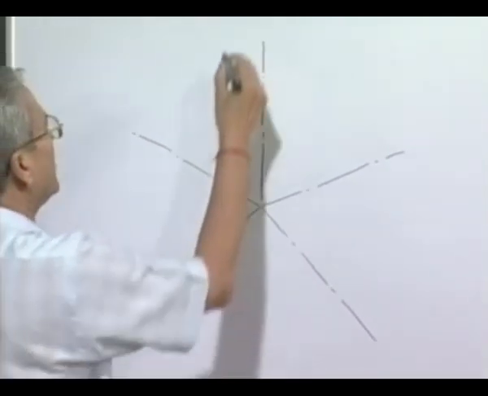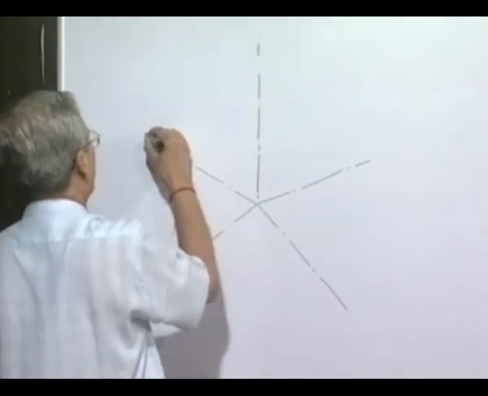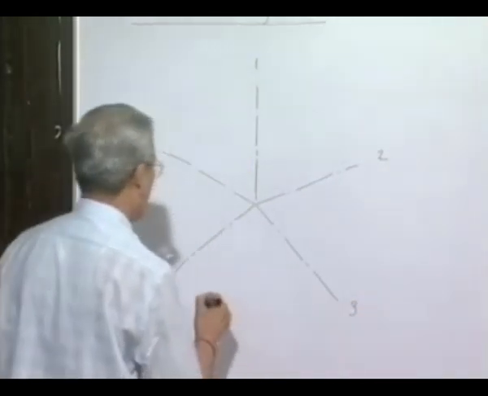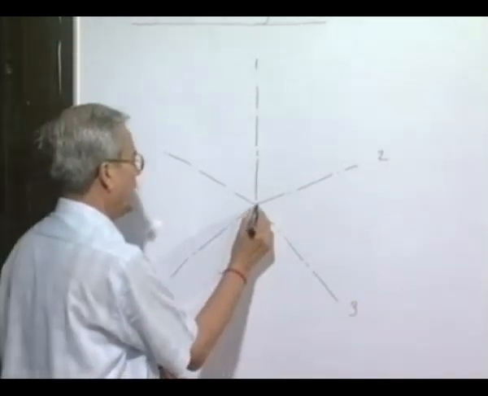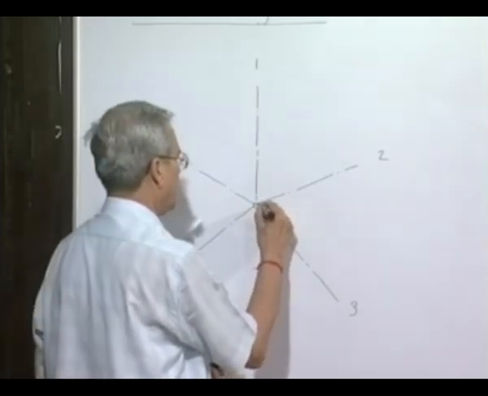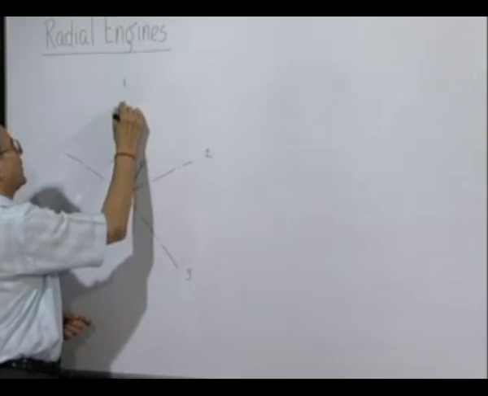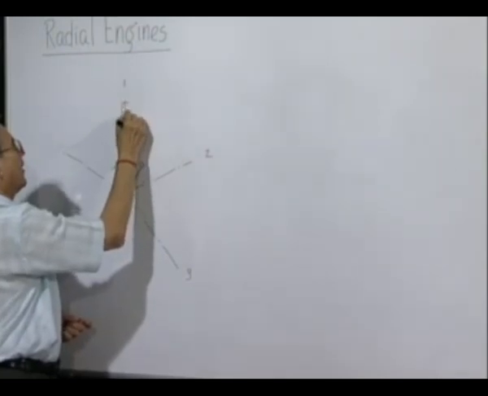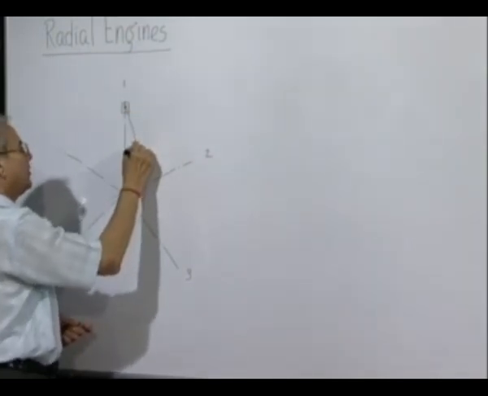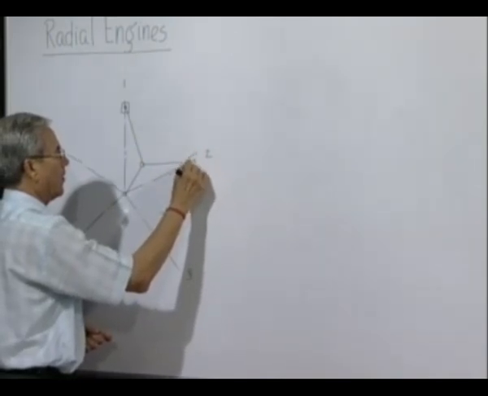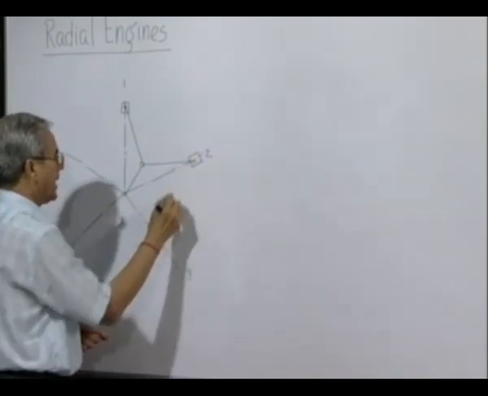So, there will be 1, 2, 3 and so on, and all these will drive a common crank, and these are the pistons of the various engines.